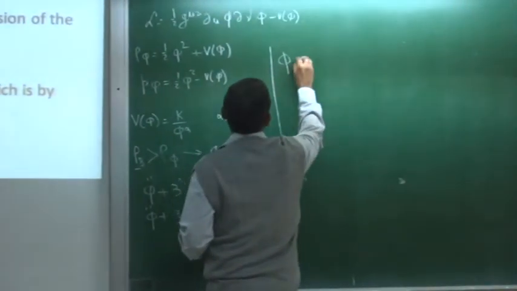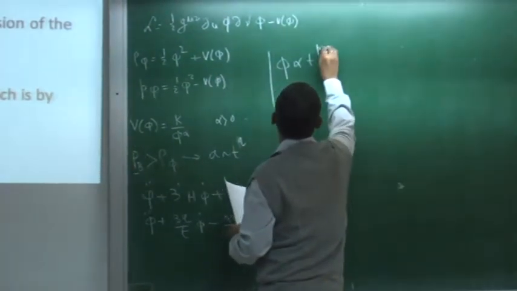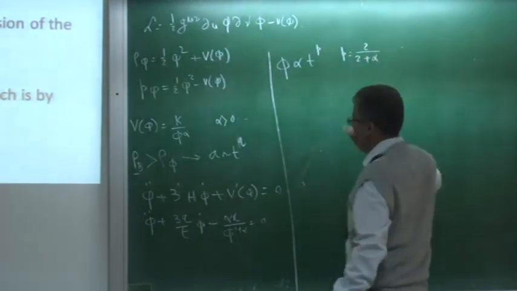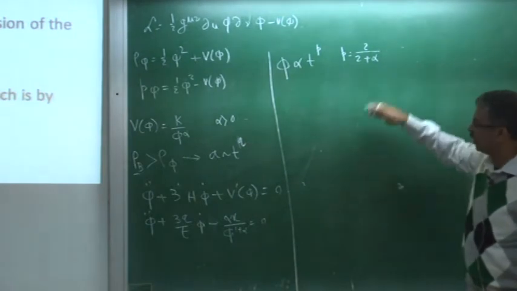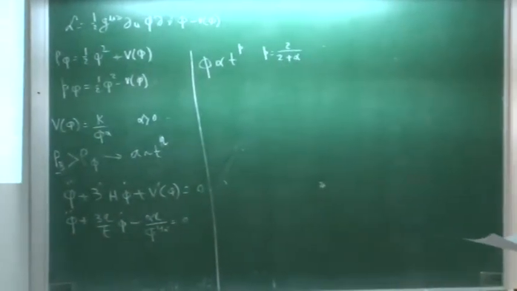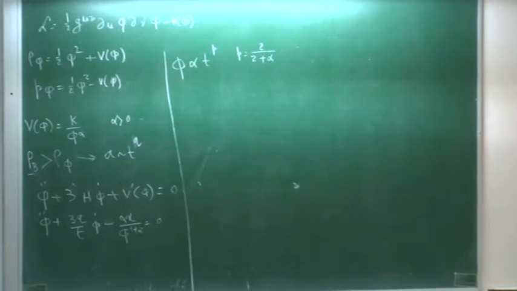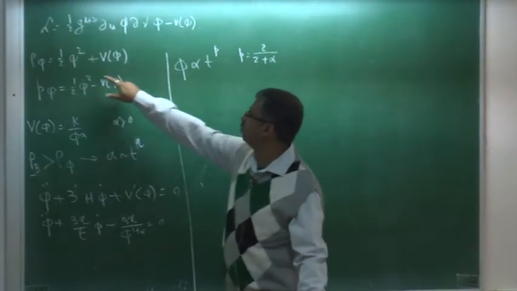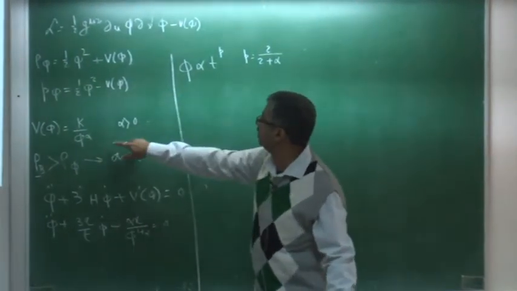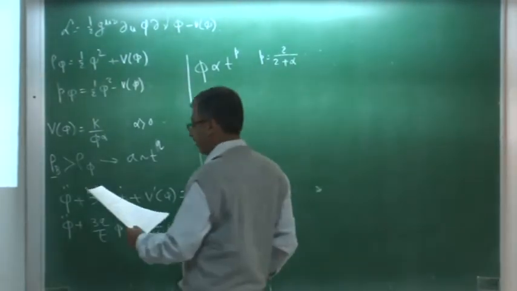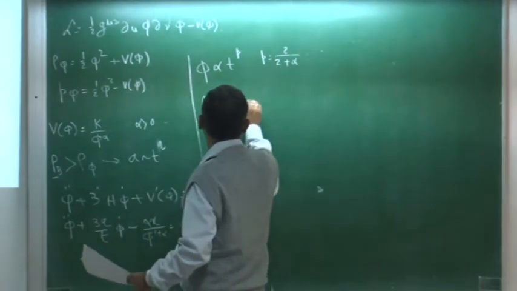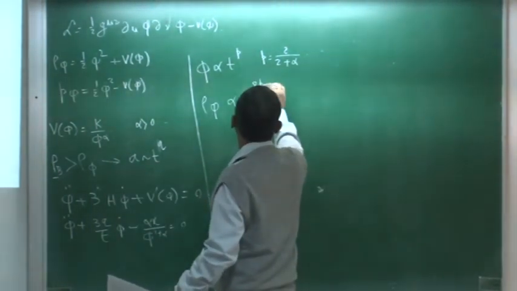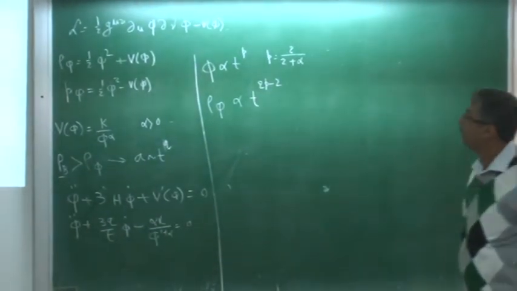So your phi will be proportional to t to the power p, where p is 2 by 2 plus alpha. You put it over here and you will see that for p equal to 2 by 2 plus alpha, this equation is satisfied. So now I know my phi, I can calculate my phi dot, and I can put in my V. I can calculate rho phi, and it is time dependent. So my rho phi will be proportional to t to the power 2p minus 2.